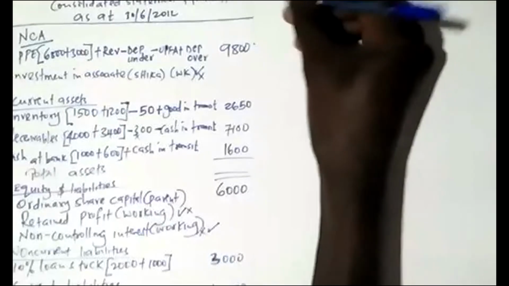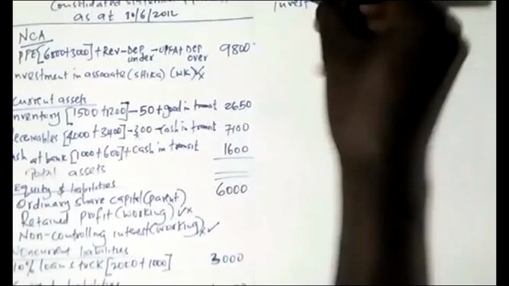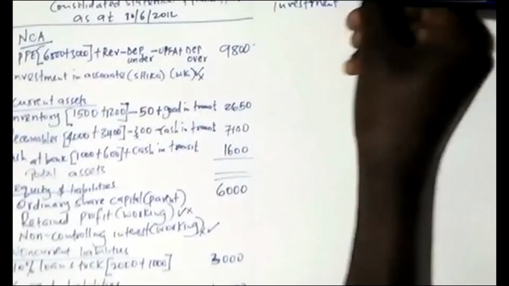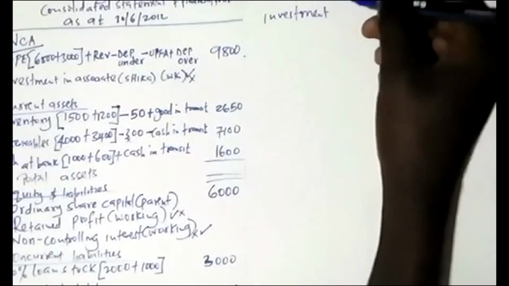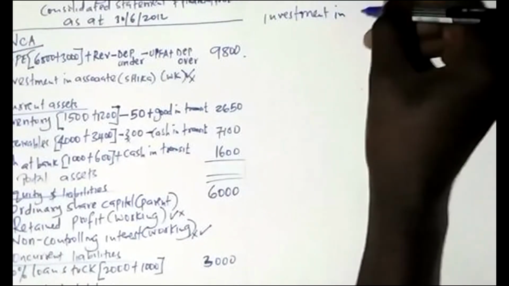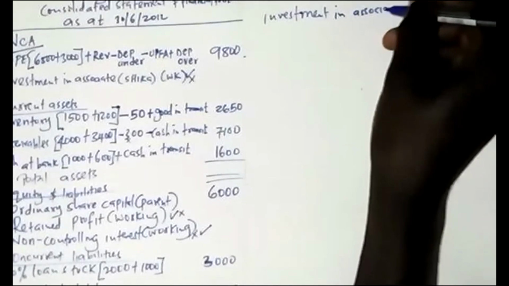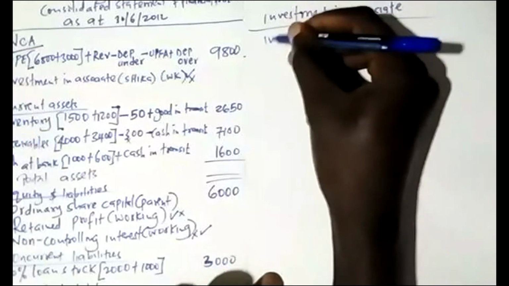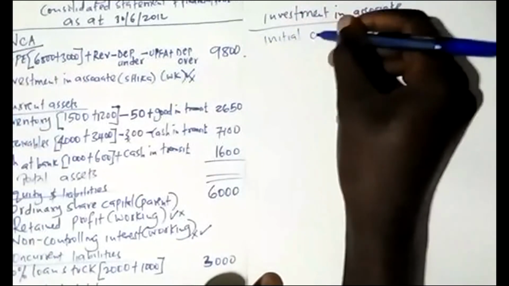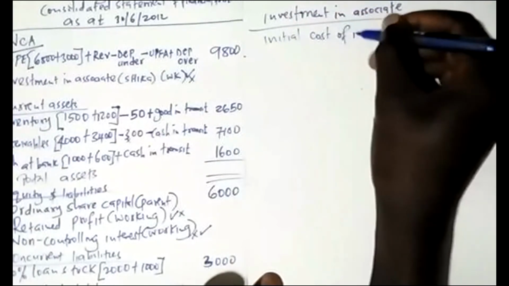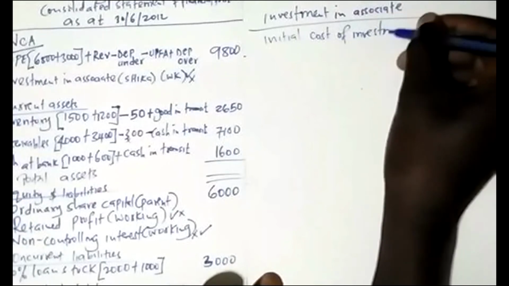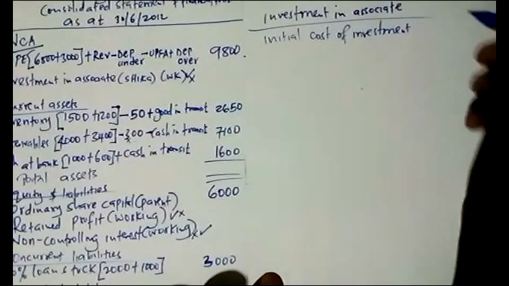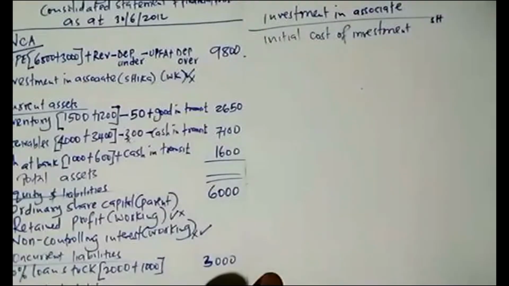So let us do now the investment in associate. So the working for investment in associate, then we do retained earnings and the NCI. For you to get investment in associate, you have to recognize the associate with the initial cost of investment. So initial cost of investment, you record there.